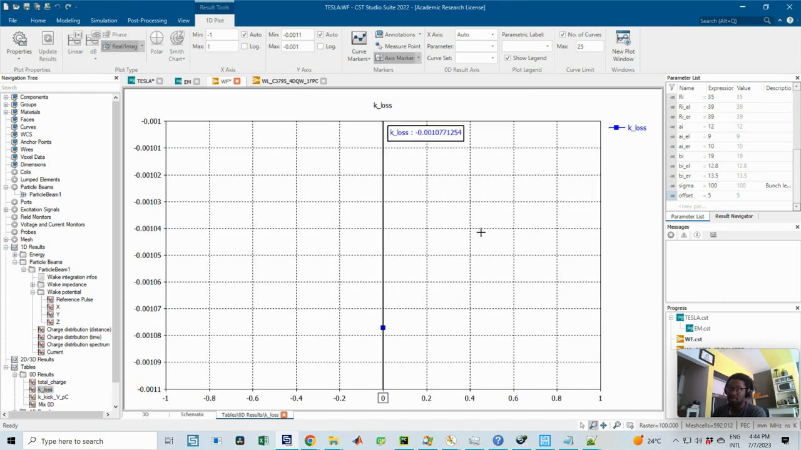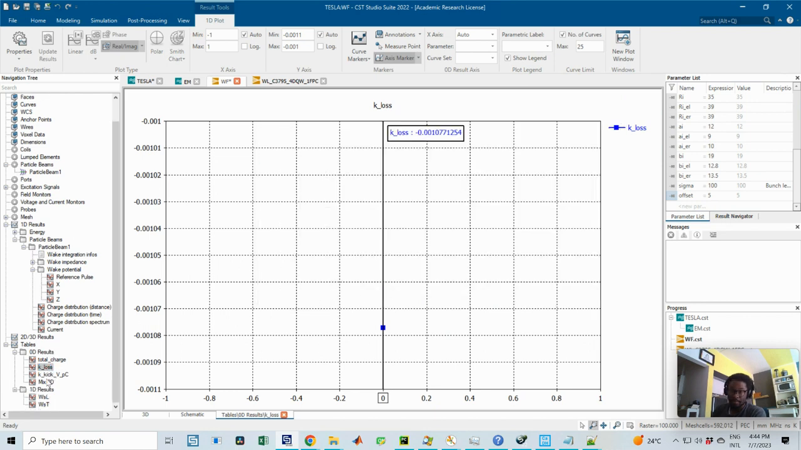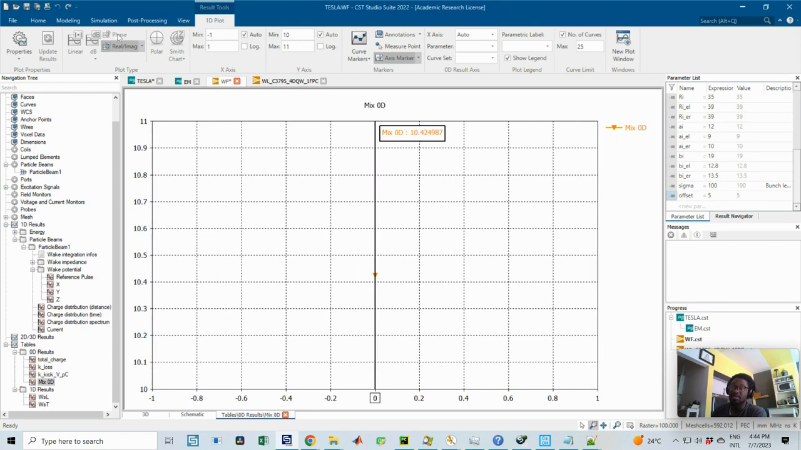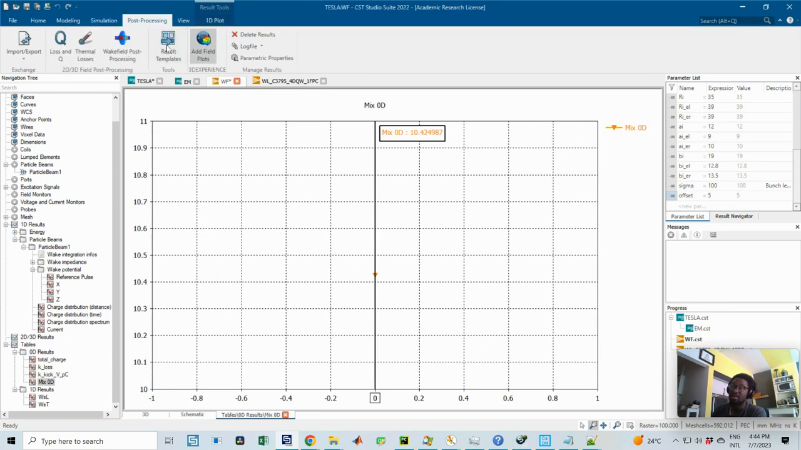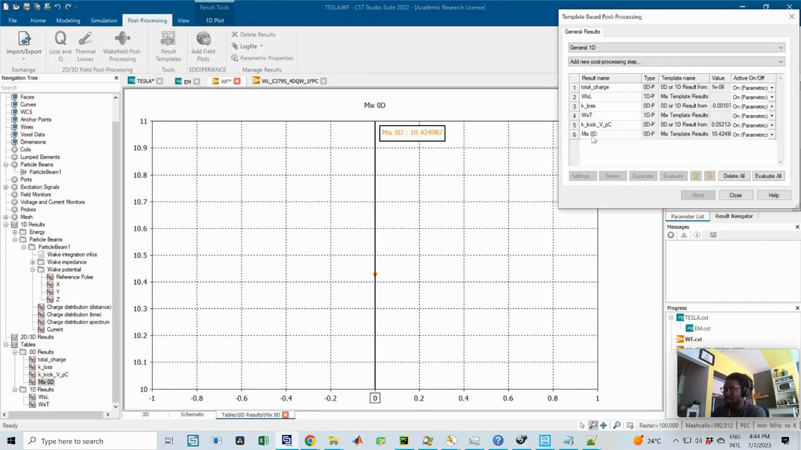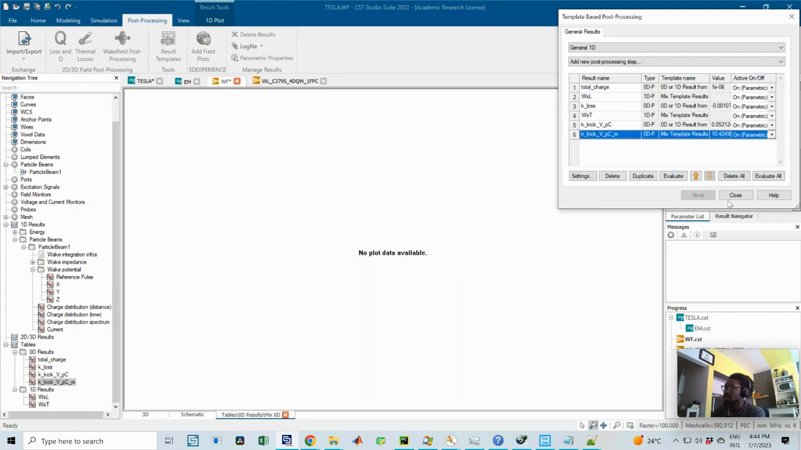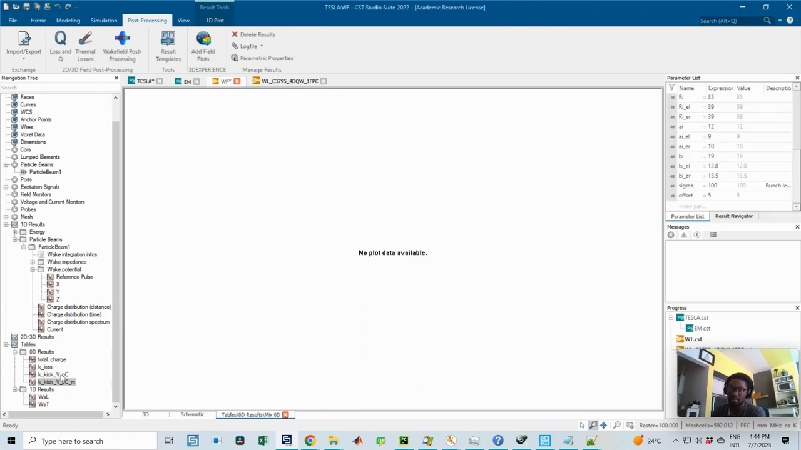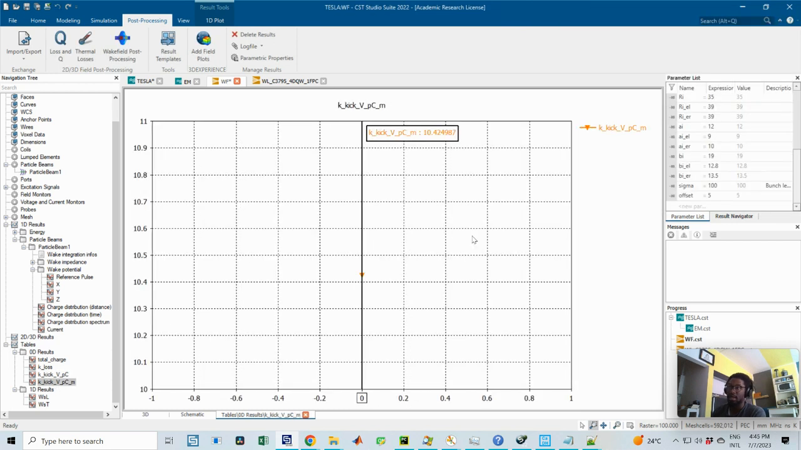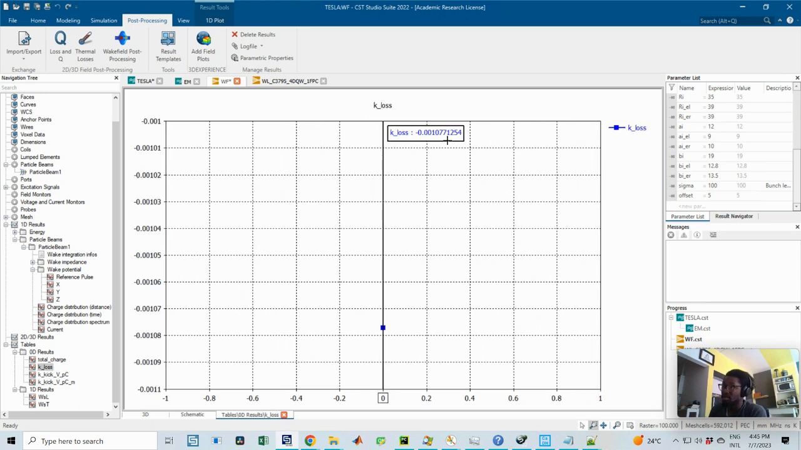I'll close this now, and then okay, I have to rename this, but it's not necessary, but I want to. So this would be K kick, V per picocoulomb per meter. Okay, so this is 10.4, and the loss factor is 1.07e-3.